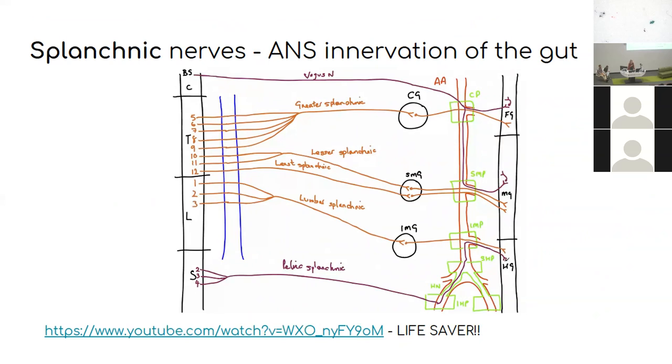This contrasts with innervation of things in your thorax, where your preganglionic nerve enters your sympathetic chain, goes in through your grey and white rami communicans, and then synapses and exits. With the splanchnic nerves, you go in, you don't synapse, you exit, and then you synapse later in front of your aorta at one of the plexuses.